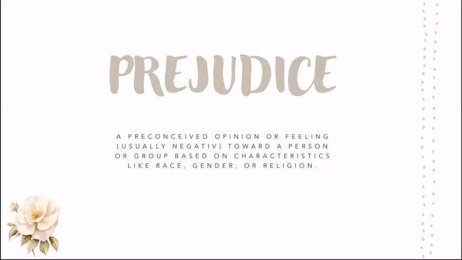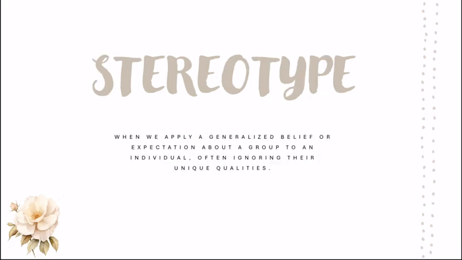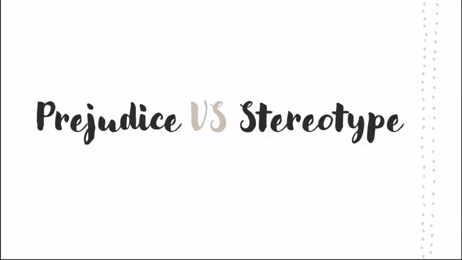First, let's talk about what prejudice is. Prejudice is a conceived opinion or feeling, usually negative, toward a person or a group based on characteristics like race, gender, or religion. Stereotypes are when we apply a generalized belief or expectation about a group to an individual, often ignoring their unique qualities. A quick summary: prejudice is a judgment made before knowing someone.